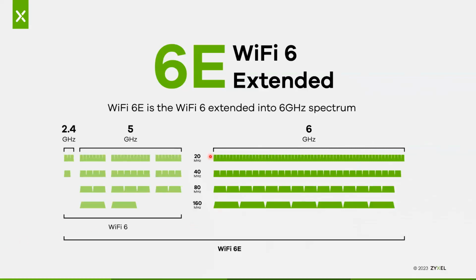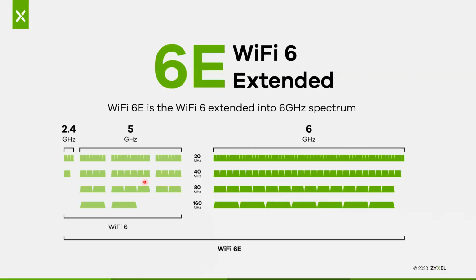This is showing here, the top row is 20 megahertz channels. The second row is using 40 megahertz channels. Third row is 80 megahertz channels, and then lastly 160 megahertz channels. So by increasing the amount of bandwidth we use per channel, we're essentially increasing the speed. So that's how you get a lot of the speed increases when jumping up from N to AC to Wi-Fi 6.